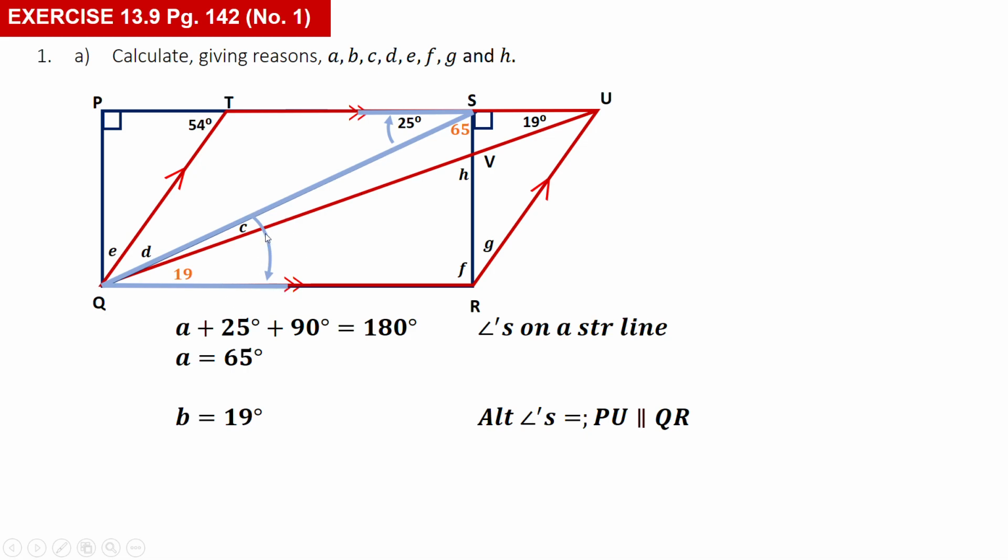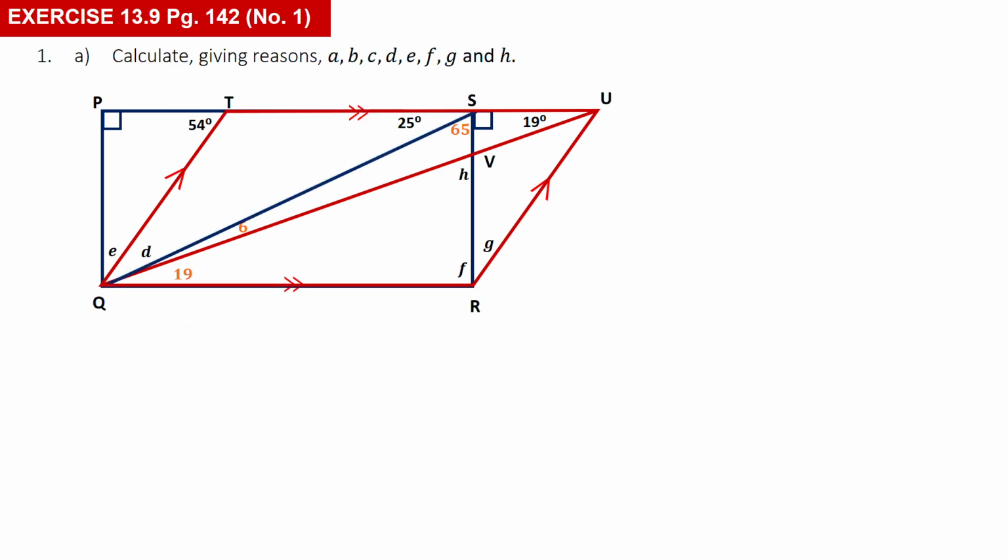So how do I write that whole angle? I just say, well, C plus 19 is equal to 25. Because of the same reason, alternating angles are equal, and then C will be equal to 25 minus 19, which is equal to 6 degrees. Okay, so C, that little angle there, is equal to 6, so I'm going to fill that in. And then the last one I'm going to do with you in this lesson is D. Alright, so D is over here.